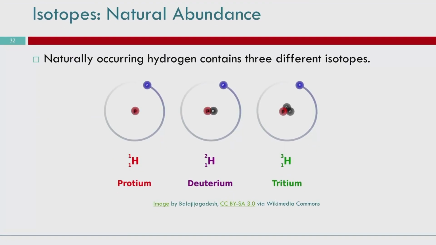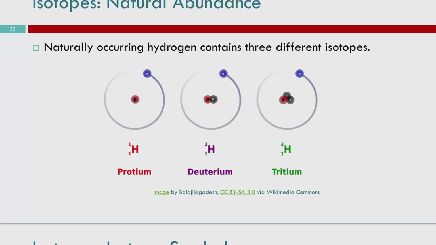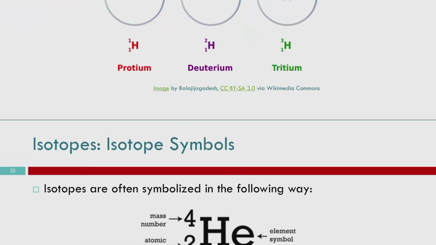So for example, hydrogen has 3 different isotopes that naturally occur. We've got protium, which is just the proton, deuterium, which has 2 particles in the nucleus, so we've got a proton and a neutron. We also have tritium that has 2 neutrons and a proton. You would not be able to just guess what the natural abundance of these are. You'd have to be given a natural abundance. You also don't have to know these names, protium, deuterium, tritium, but you might see them occasionally, like once in your life maybe.